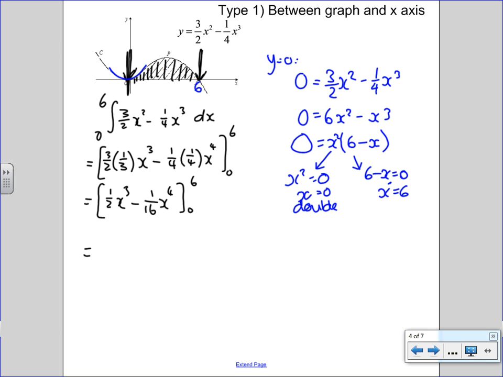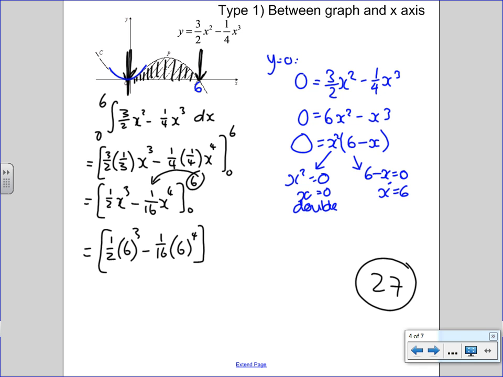So that's the kind of difficult bit done. 6 goes in first, unless you think numbers are difficult, which I do. So actually this is the difficult bit. So a half 6 cubed minus 1 over 16, 6 to the 4. Have we got a calculator answer? We do. What is it? 27. 27, okay. We're hoping for 27 here.